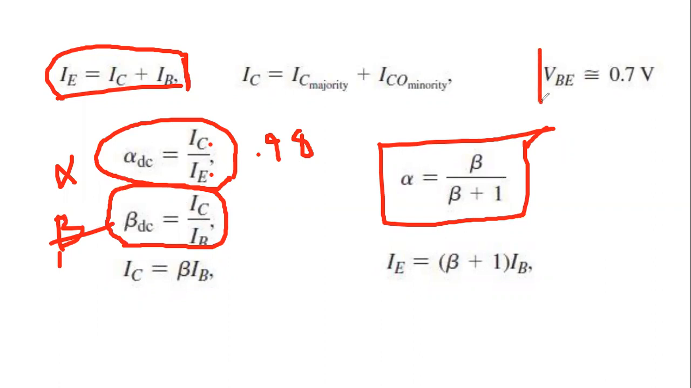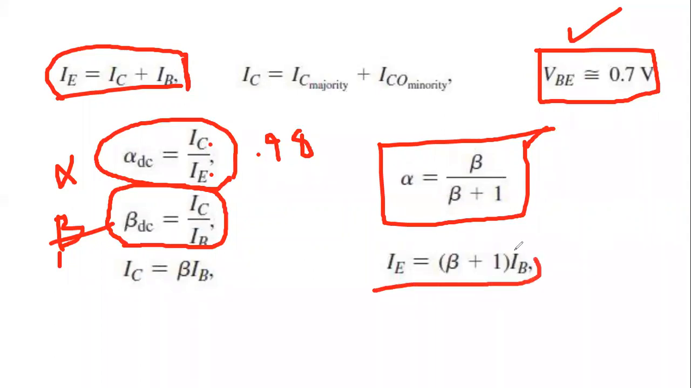Another equation is VBE equals, or almost equals, 0.7 volts, which is also important information, because VBE means base to emitter. Base to emitter voltage is 0.7 volts.